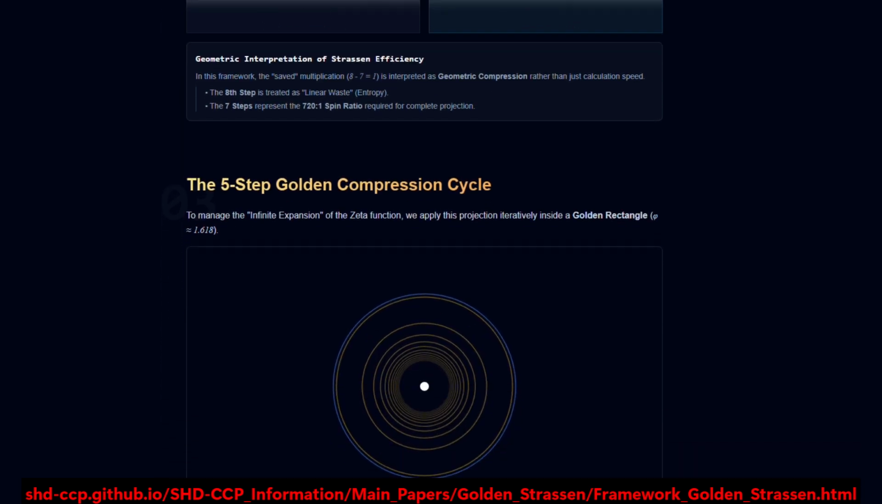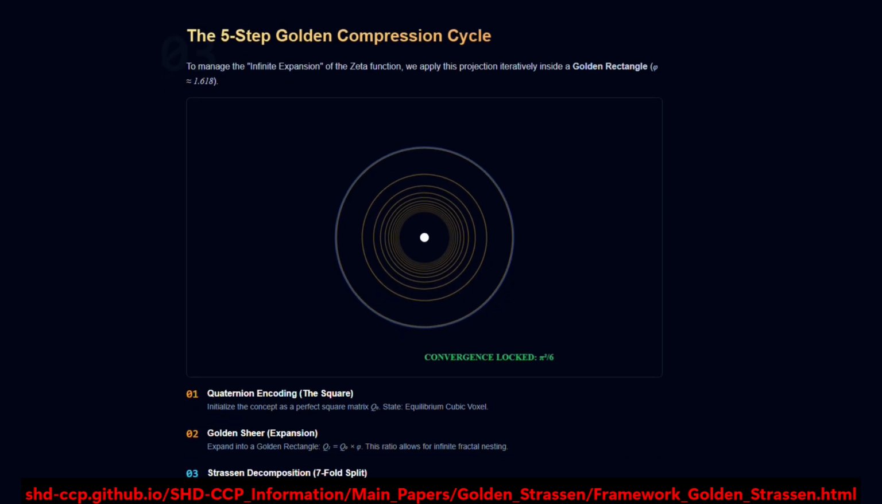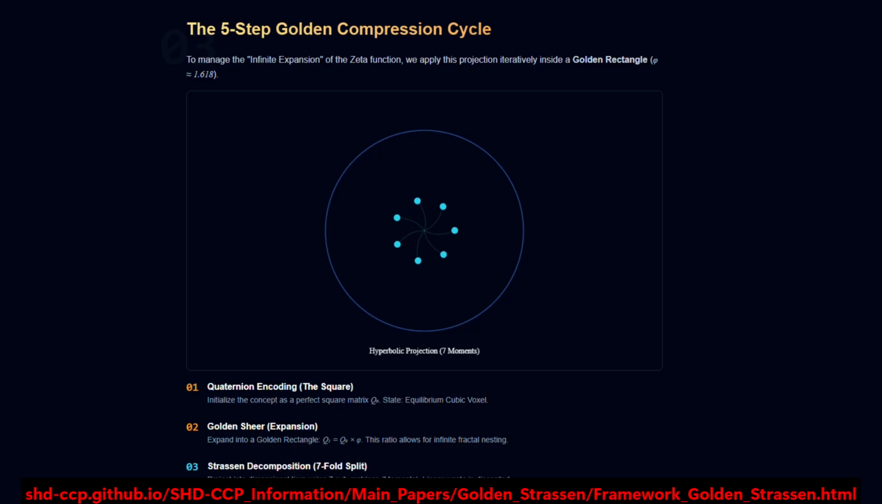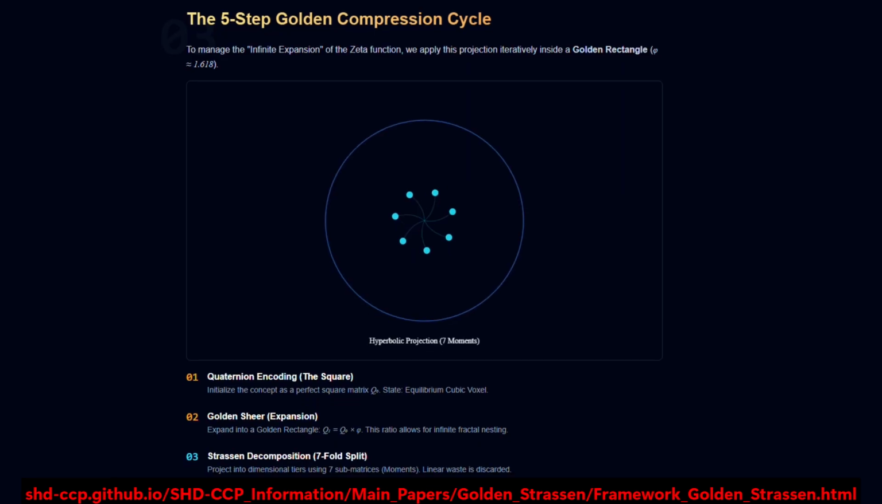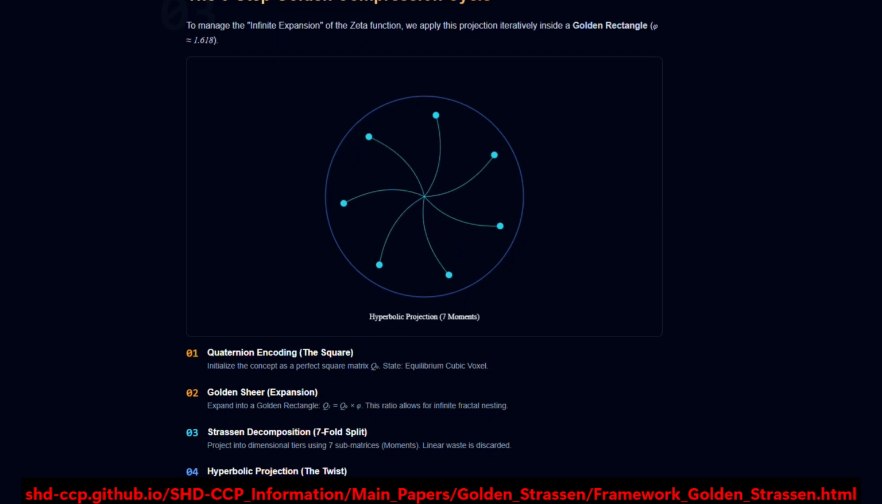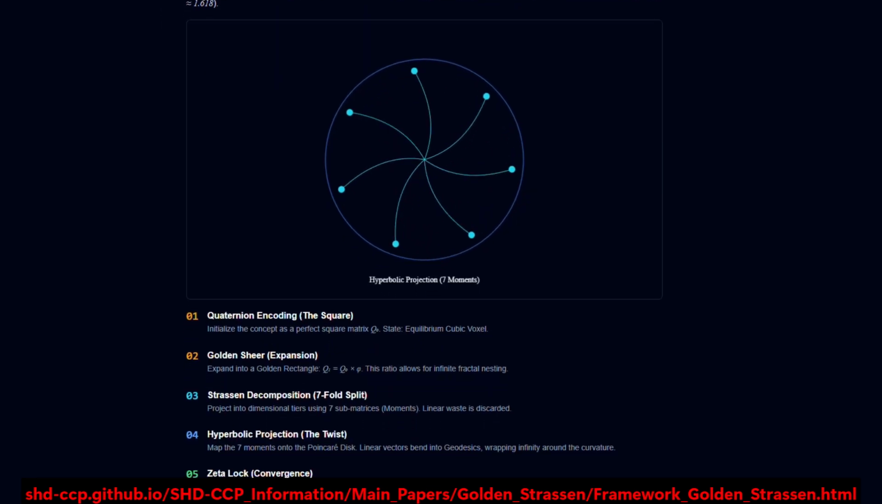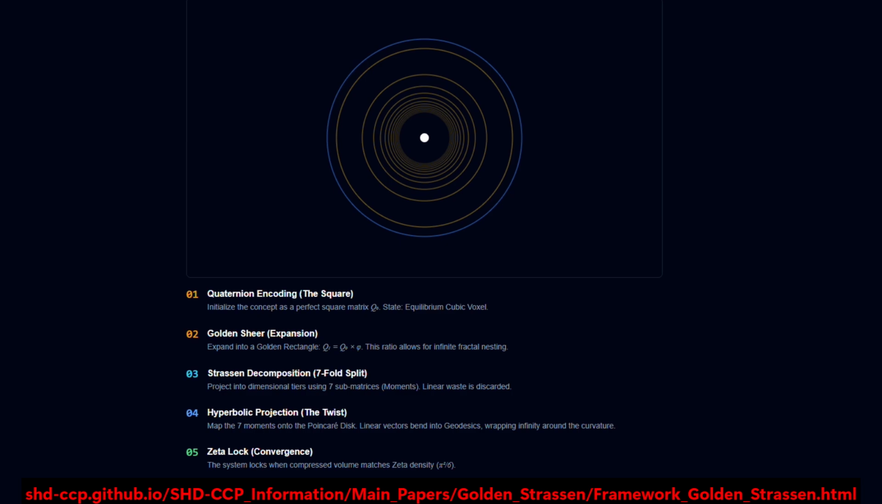To manage the infinite expansion of the zeta function, we apply this projection iteratively inside a golden rectangle with a ratio of 1.618. The steps are as follows. Initialize the concept as a perfect square matrix as its cubic voxel equilibrium. This is Quaternion encoding. Then expand into a golden rectangle, allowing infinite fractal nesting, called the golden shear expansion.